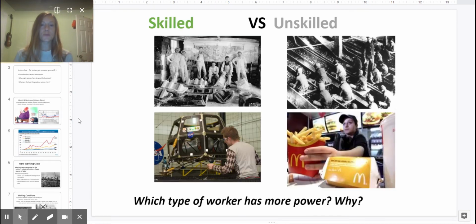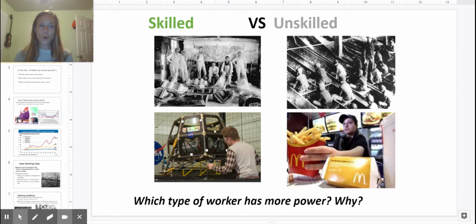And so, before we get too far into this, I want you to take a look at these images. And so, if we are chatting in Zoom, I'll stop and we can have a discussion. And if not, then you can just go ahead and leave your feedback in the play pause it video. And so, take a look at these images. You have skilled labor versus unskilled labor. And so, who do you think has more power and why?